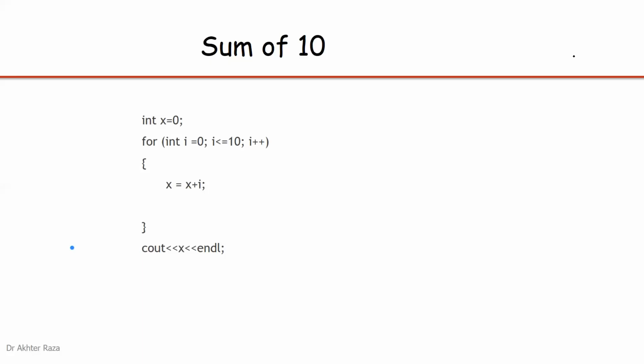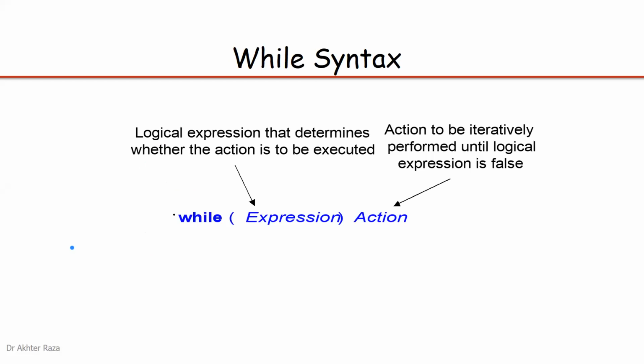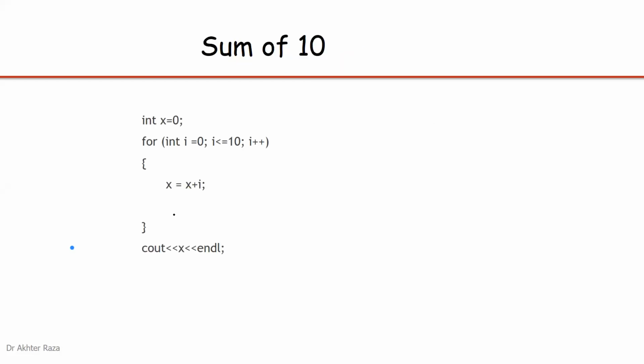Now the sum of 10 is calculated. So initially x is 0, i is 0, i is less than or equal to 10, i plus plus, x is equal to x plus i. What will x is equal to x plus i do? It will accumulate the values of i into the variable x. So in the end, 55 will be printed by this statement.